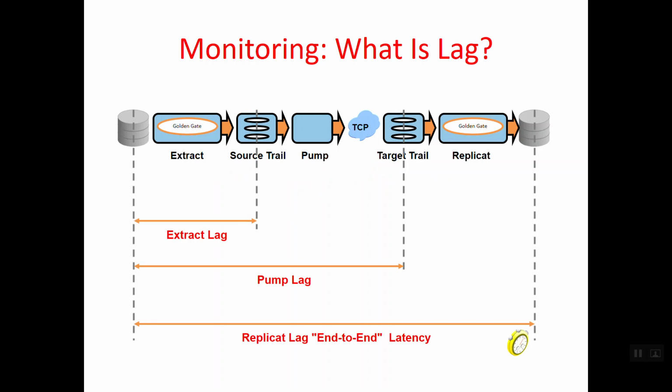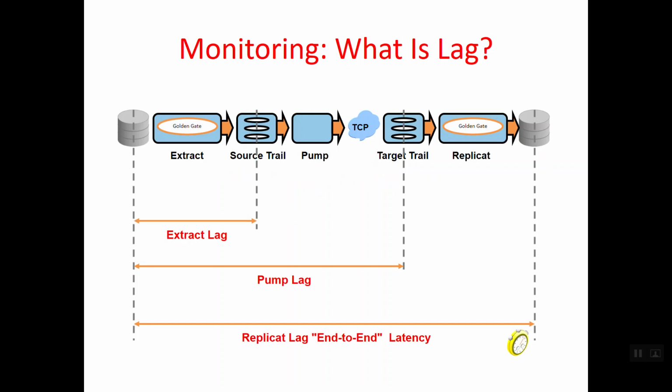Now we have three major components in GoldenGate. One is extract, which is capturing the data from the database. Then there is the pump, which is reading from the trail file and sending to the target. The replicate is reading the target trail file and sending to the database, committing on the database, I would say, doing the transaction in the database on the target side. So what would be the lag for GoldenGate?